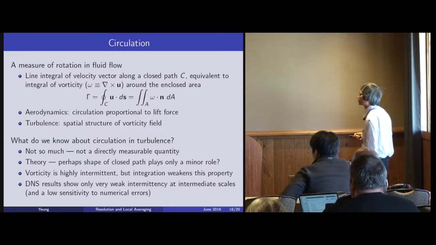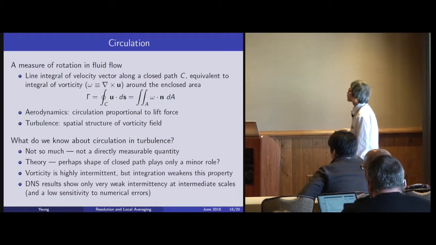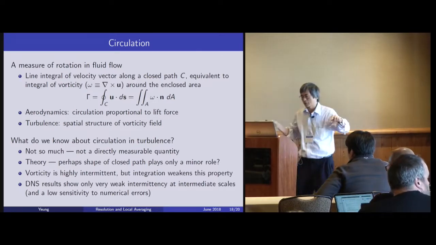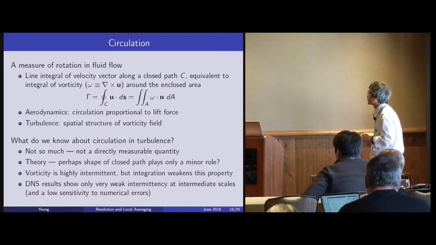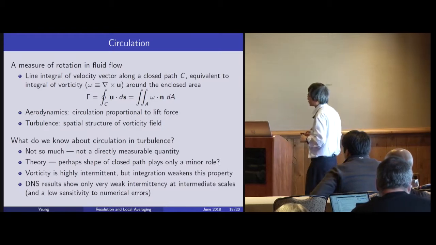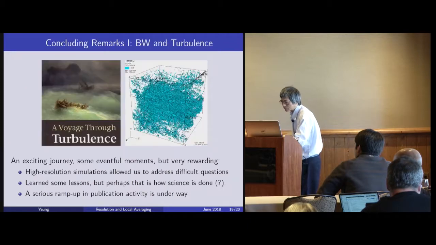In terms of theories, there is a suspicion that maybe the shape of the closed path does not matter so much. If you take a square or circle, a rectangle, as long as they have the same area, certain things seem to be quite similar. And our results show that these numerical errors are not disrupting the story very much.